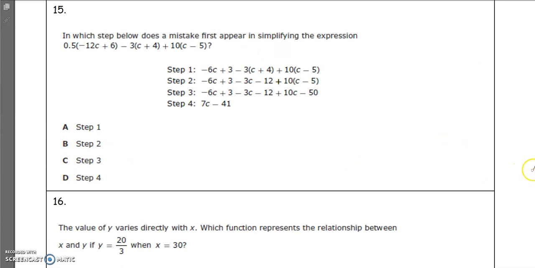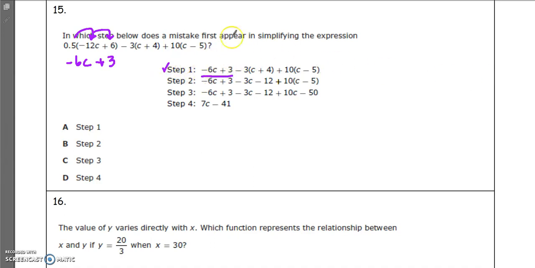Okay, number 15, it says, in which step below does a mistake first appear in simplifying the expression? So let's just take it one step at a time. This is the original problem. The first thing I should do is distribute to get rid of the first parentheses. So 0.5 times negative 12c is going to give me negative 6c. And 0.5 times 6 is going to give me a positive 3. So if I look at step 1, did they get negative 6c plus 3? Yes. So step 1 looks like it's good.